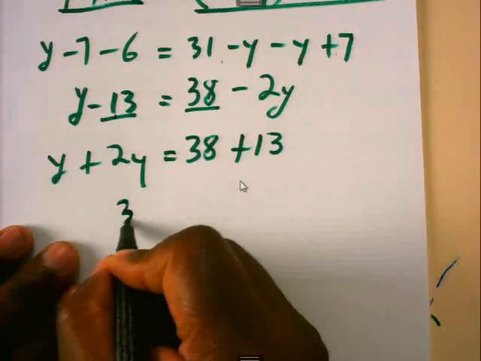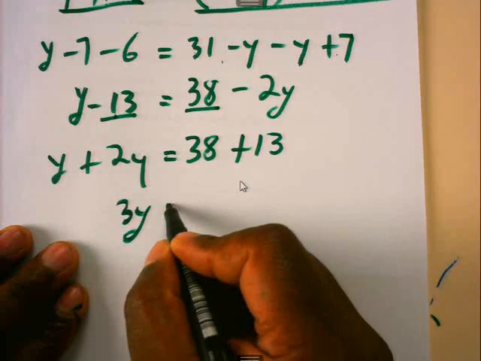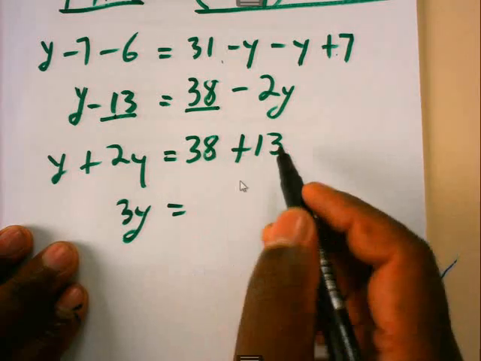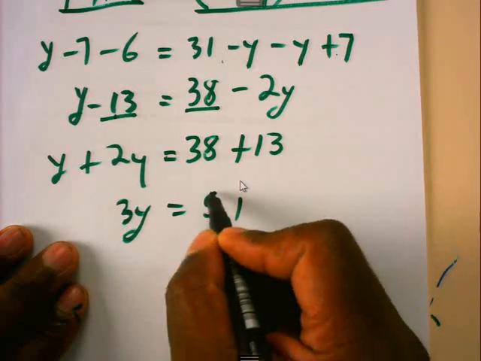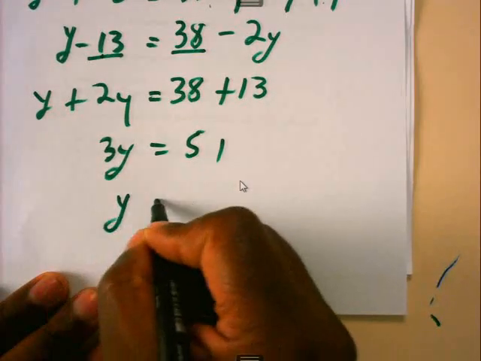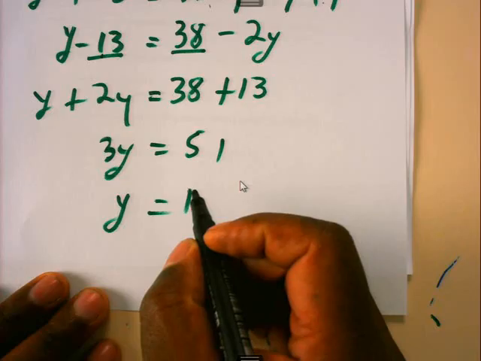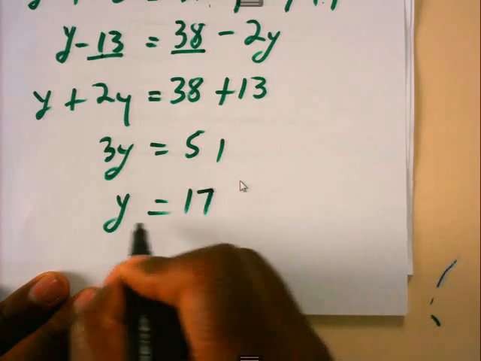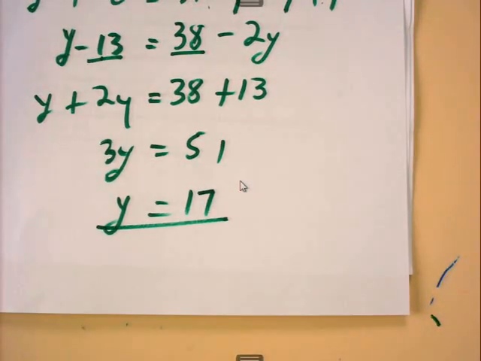Y plus 2y gives you 3y. 38 plus 13 gives you 51. So all you have to do is divide by 3. If you divide by 3 here, you've got y. 51 divided by 3 gives you 17. That is the value of y.